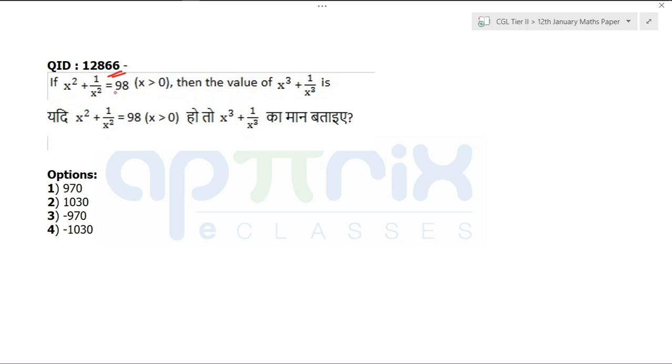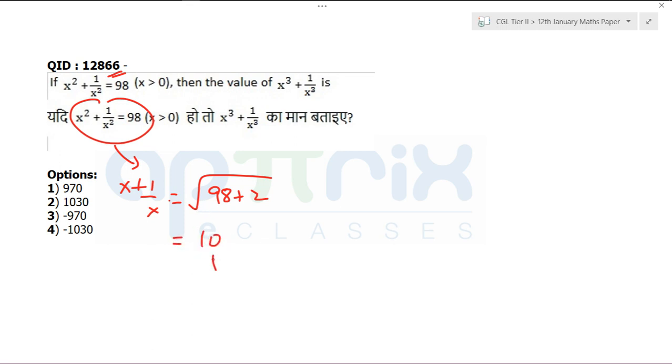Question number 66, pet questions, standard question, keep coming every time, right? How to do it? From this particular value, first you need to find x plus 1 by x, and that is root of 98 plus 2. These questions you can do through memorization, right? That's not a problem. But most of the question, if you use memorization, right, there is a great problem.